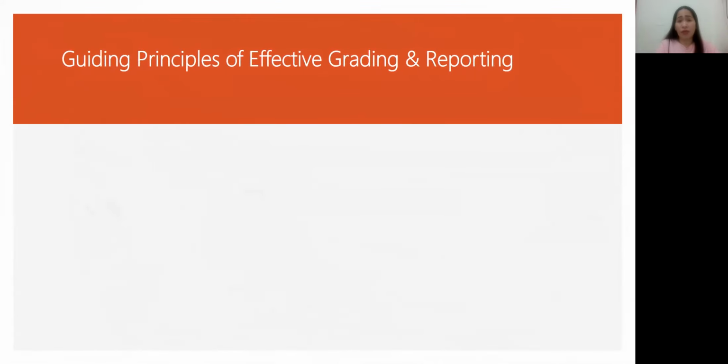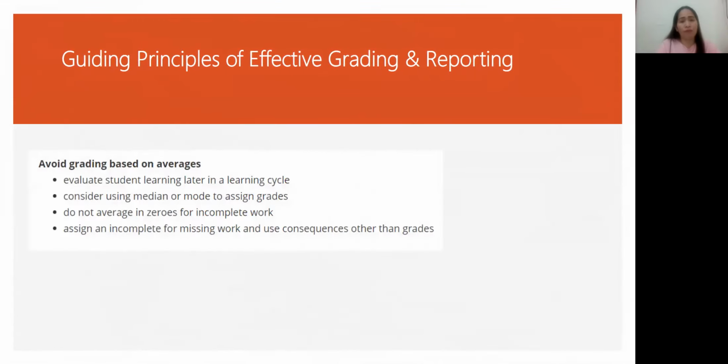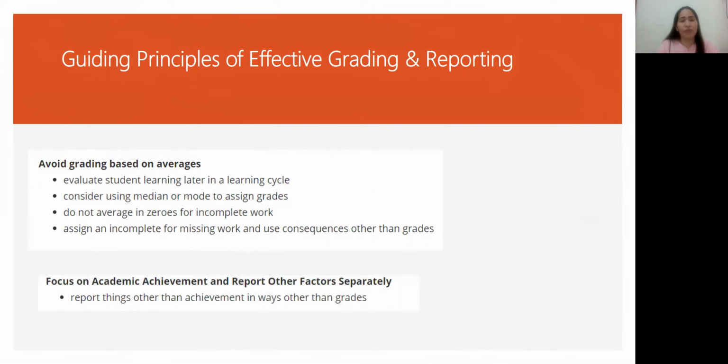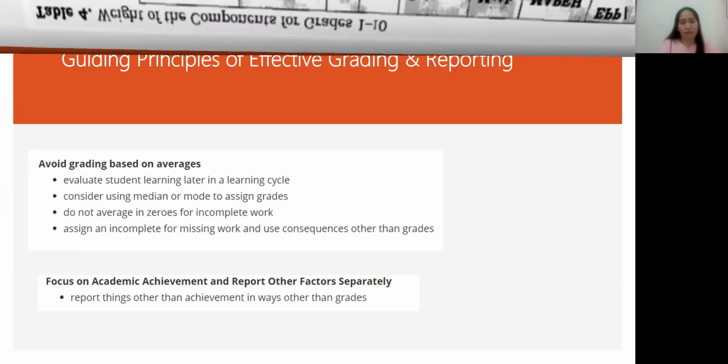We're still in guiding principles of effective grading and reporting. Avoid grading based on averages. Evaluate students' learning later in a learning cycle. Consider using median or mode to assign grades. Do not average in zeros for incomplete work. Assign an incomplete for missing work and use consequences other than grades. Focus on academic achievement and report other factors separately. Report things other than achievement in ways other than grades.